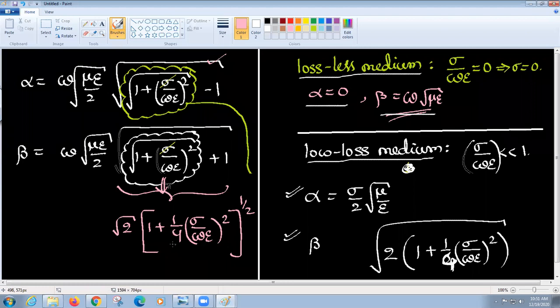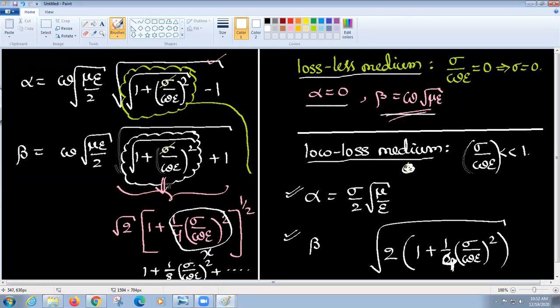So now it is something like 1 plus x to the power n. What do you get now? You get 1 plus nx, so 1 plus 1 by 8 sigma by omega epsilon whole square, plus so on. Yes or not? Yes, sir.